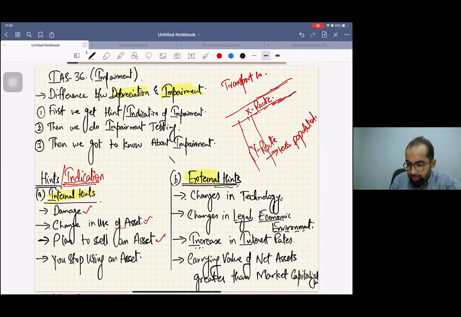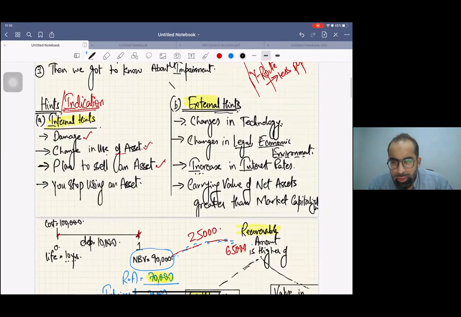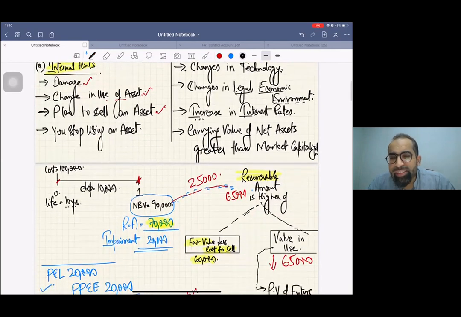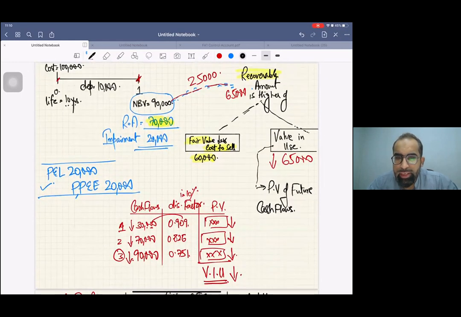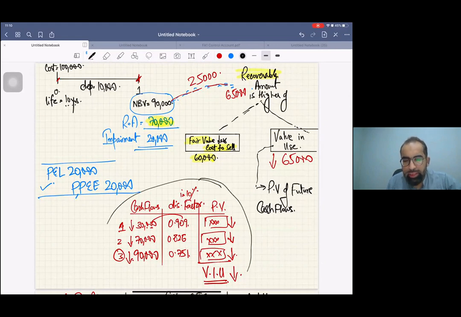Now the next point, this is very interesting. Increase in interest rates. You know, this paper is connected with your basic papers as well. In the basic papers, you have done the financial management area. So let me teach you a little rules of discounting. Why is an increase in interest rate an impairment hint? Look at here. This is the sample which I shared with you. I've used the interest rate as 10%. With 10% interest rate, the discount factors are 0.909, 0.826, 0.751.